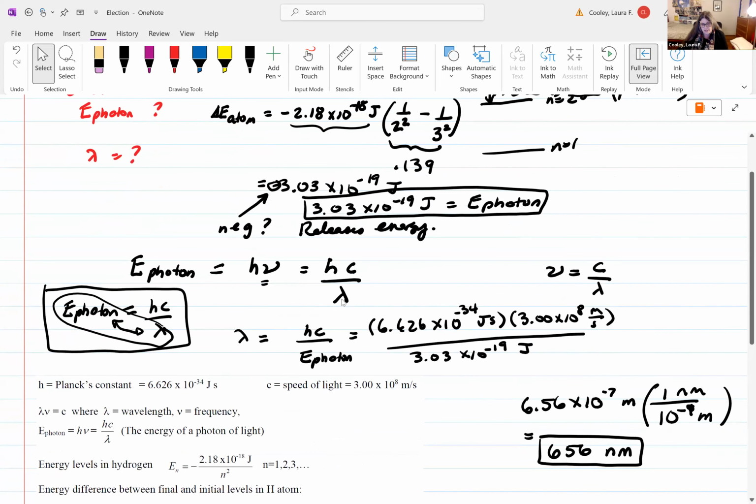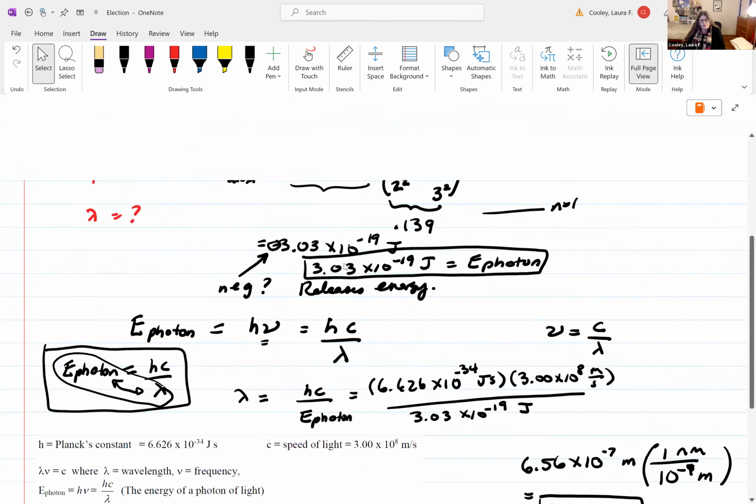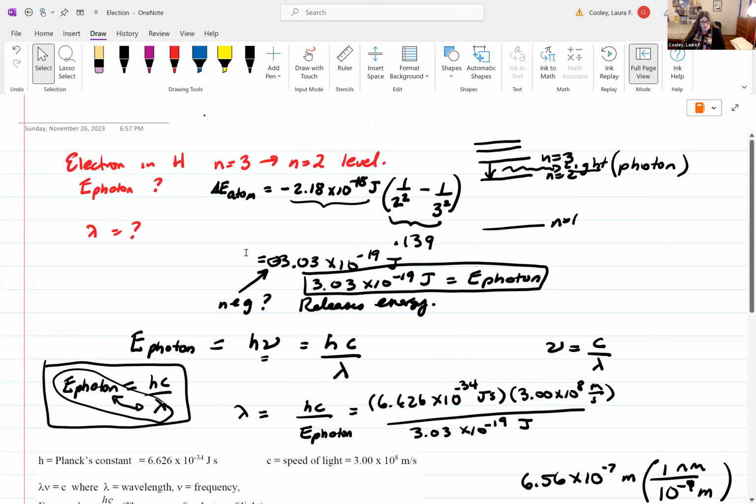Anyway, this is how you would get the energy of the transition in the hydrogen atom from n equals 3 to n equals 2. You see it's negative, but it's the same number as the photon energy, but photon energies are not negative. It's negative here because it just means it releases energy.